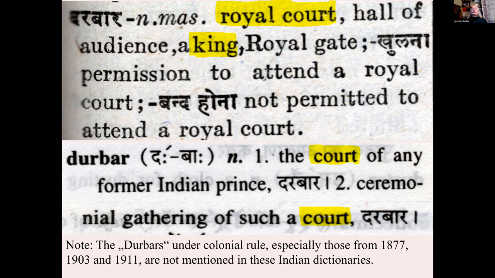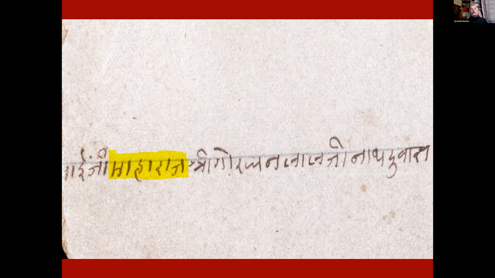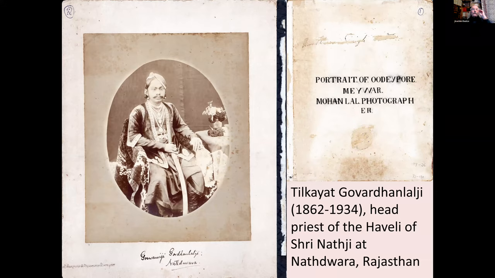The colonial Darbars, those from 1877, 1903, and 1911, are not mentioned in these Indian dictionaries which I consulted. Here we have an inscription saying, Maharaj Sri Godan Lal Ji Natuwara. So you may think that this is a secular Maharaja because he is addressed as Maharaj, but as we shall see, it is not. It is a portrait, a photograph by the famous Mohanlal of Mewa, Udaipur.